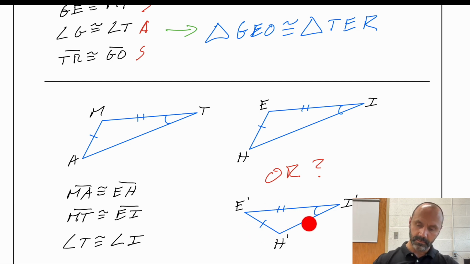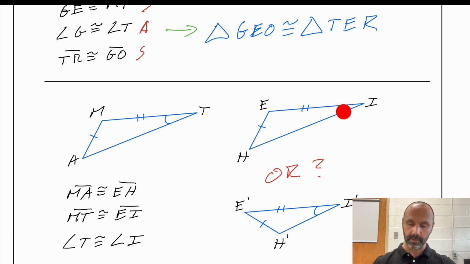This triangle, all three of these angles are congruent. EI, E prime I prime, and MT are all congruent. And E prime H prime, MA, and EH are all congruent as well. So what happened? If this outside angle is congruent, then we don't know that the triangles are congruent, because it could be in this orientation, like this third side over here could be here, or it could be here.